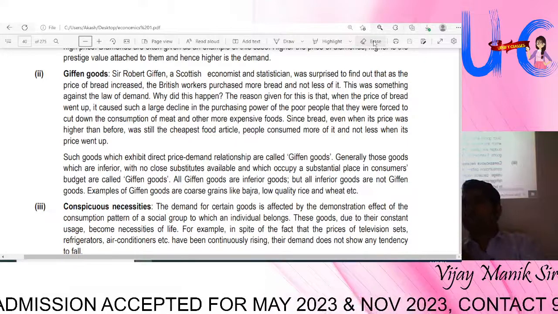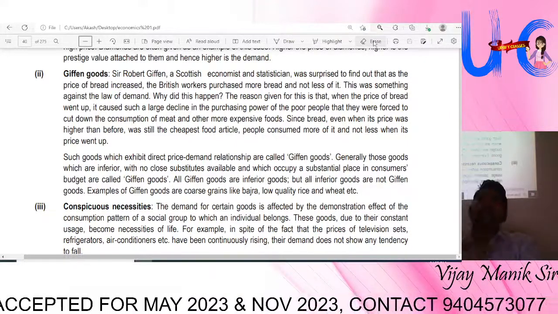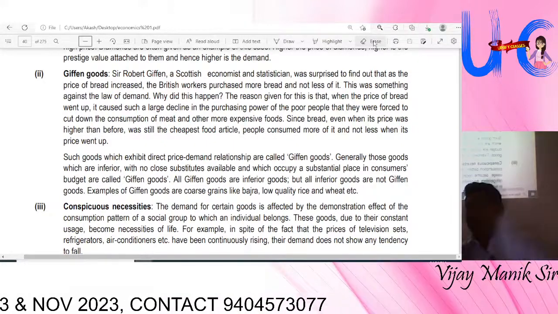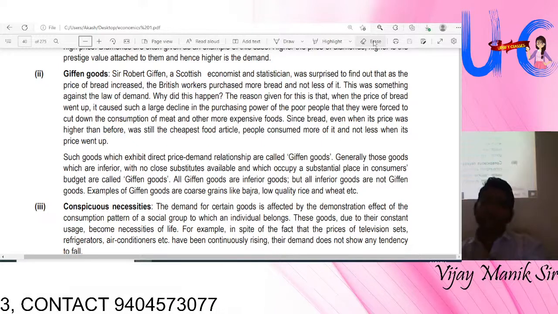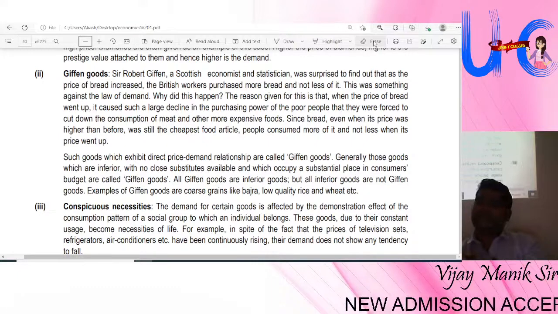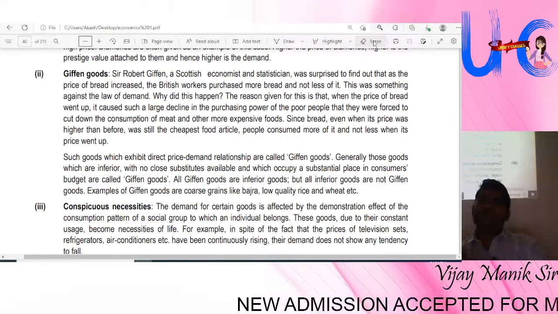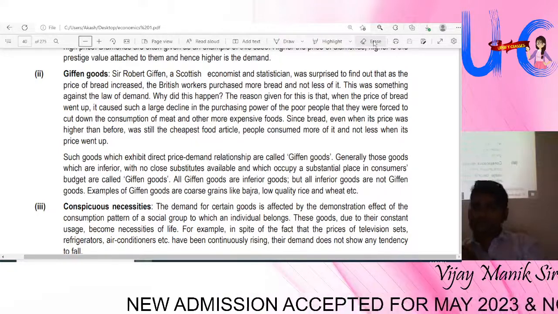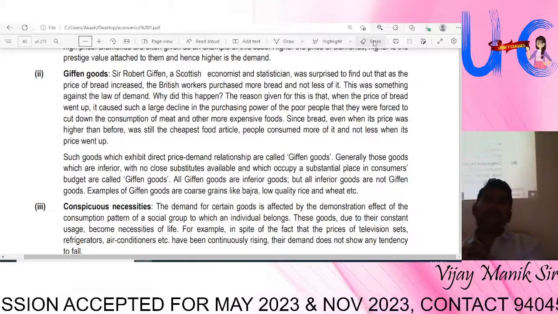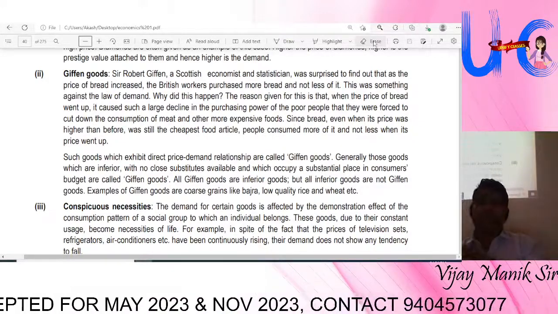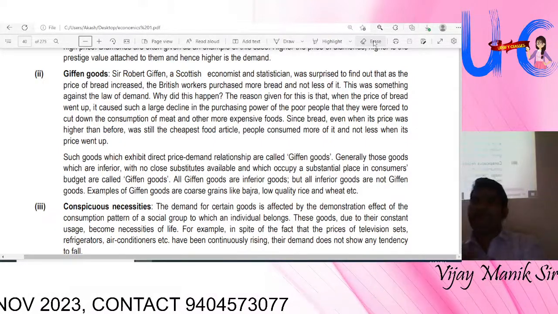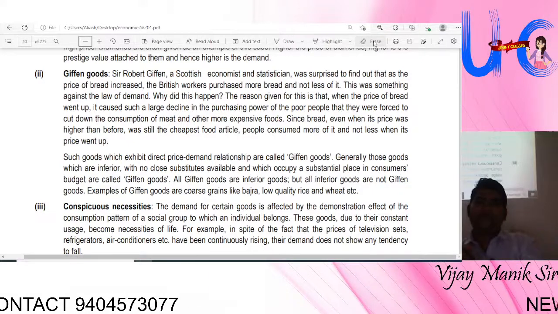What is a Giffen good? Our law is, as the price of a commodity decreases, the demand for that commodity will increase. This is the law. Now here it is totally opposite. The price of the commodity is higher and the demand for that particular commodity is also higher. That is a Giffen good. It is not optional, it is an enforcement of that particular situation. For example, the example is itself given here.